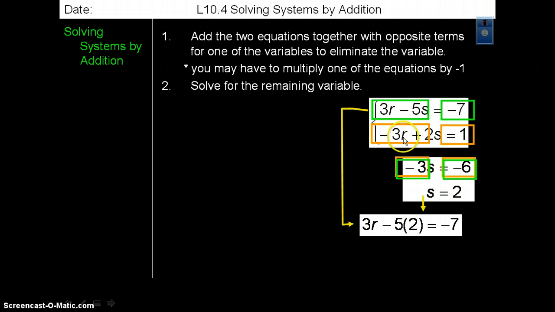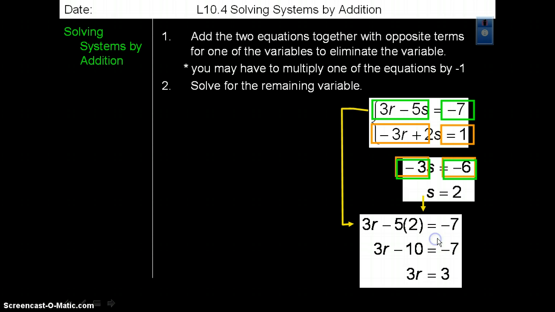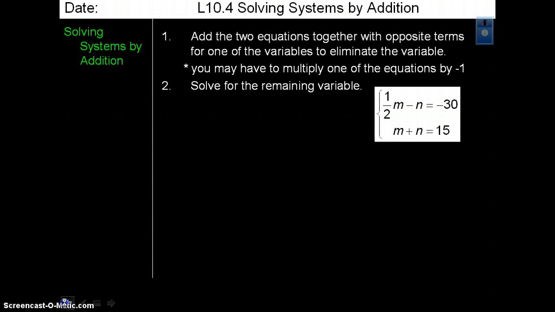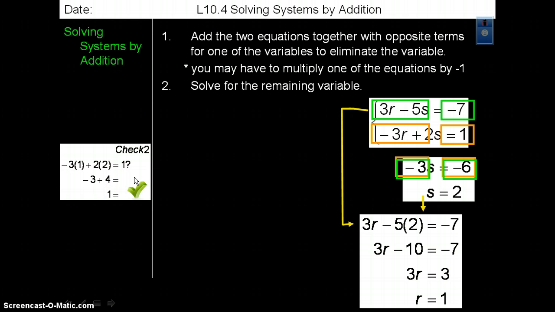Using one of the two equations, and you can use either one, I use the first one here. 3r minus 5s, we just calculated that s was equal to 2, is equal to -7. As we solve this equation, we find out that 3r minus 10 equals -7, or that 3r equals 3 by adding 10 to both sides. That got rid of this and made this side a 3. We find out that r equals 1. We've got a check 2, where we are trying out the substitution of r equals 1, s equals 2, and it does come out to be a valid check 2.